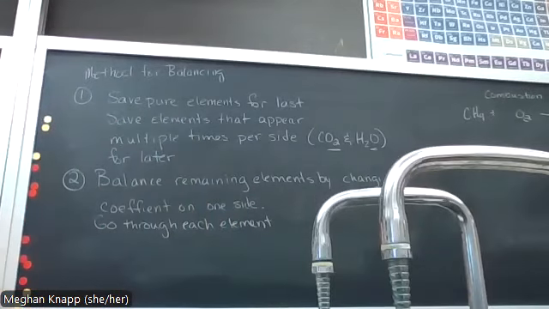And once you've balanced it, then you're just going to keep that process going for the other ones. So if I look at my carbon, since that's my first element, I see that there's one carbon on each side. So I don't really have to do anything.